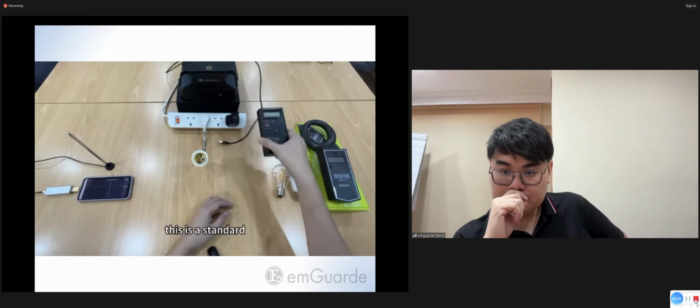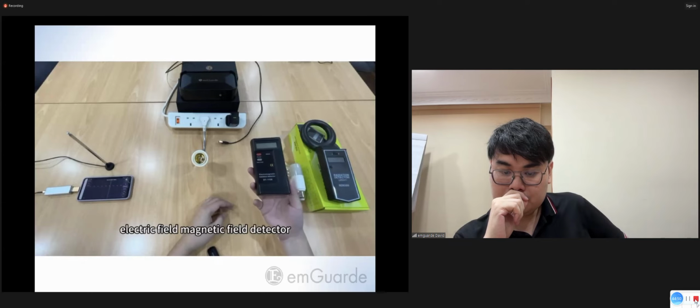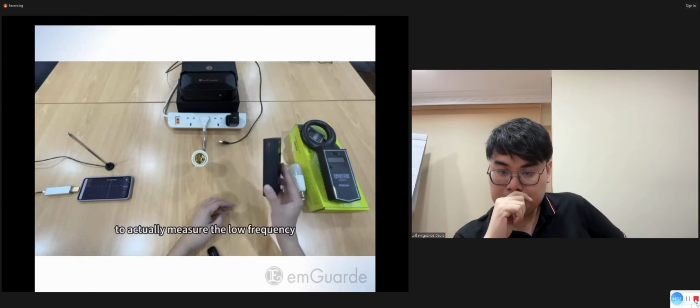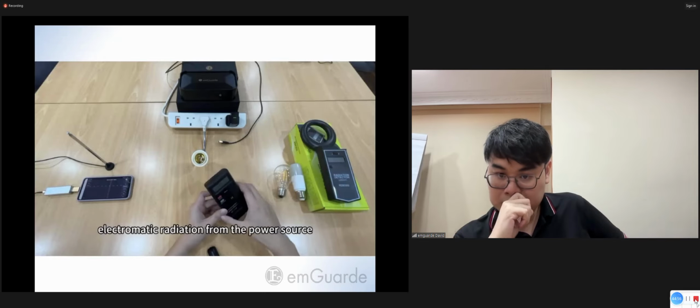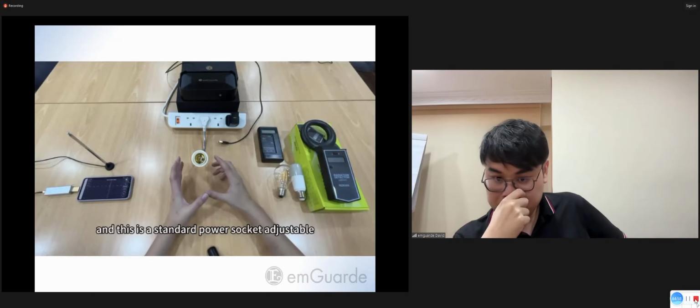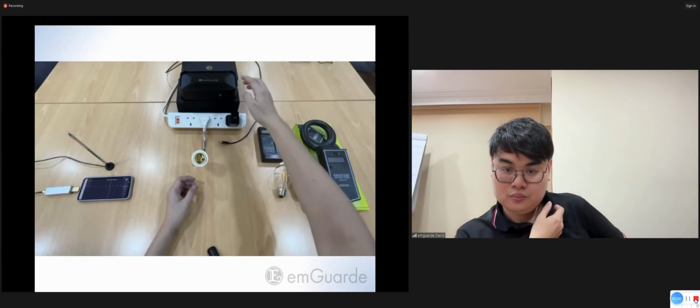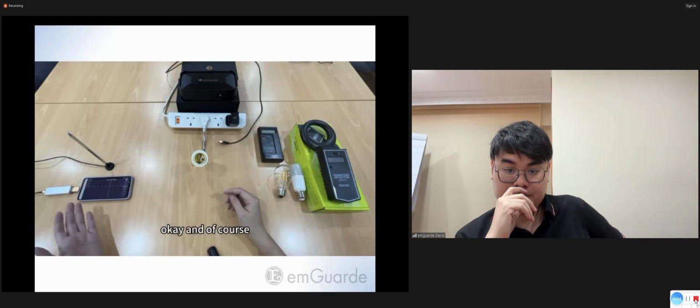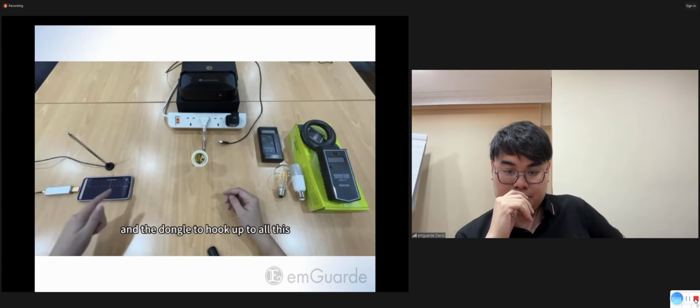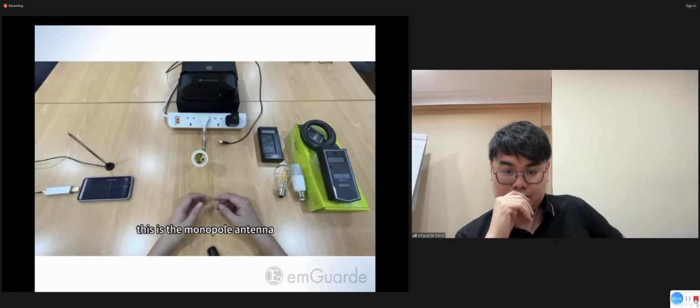This is the standard electric field, magnetic field detector to actually measure the low frequency electromagnetic radiation from the power source. And this is a standard power socket, adjustable. And we have the emGuarde here by Magic, okay? And of course, the SDR software and the dongle to hook up to all this. This is the monopole antenna.